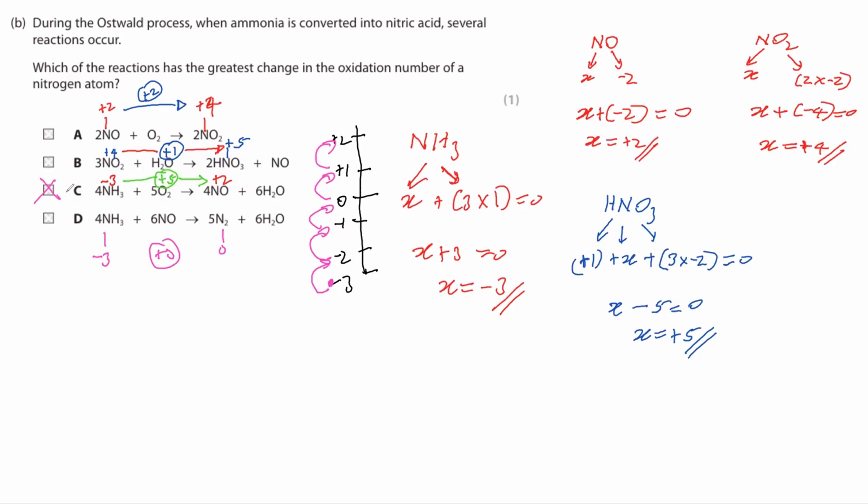Even though I did this calculation here, when you are doing it in the exam paper, you have to do it as mental math. So you have to do more practice. Just by looking at the compound or molecule, you should be able to tell the oxidation number of each species. So the answer for question number 10B is C.